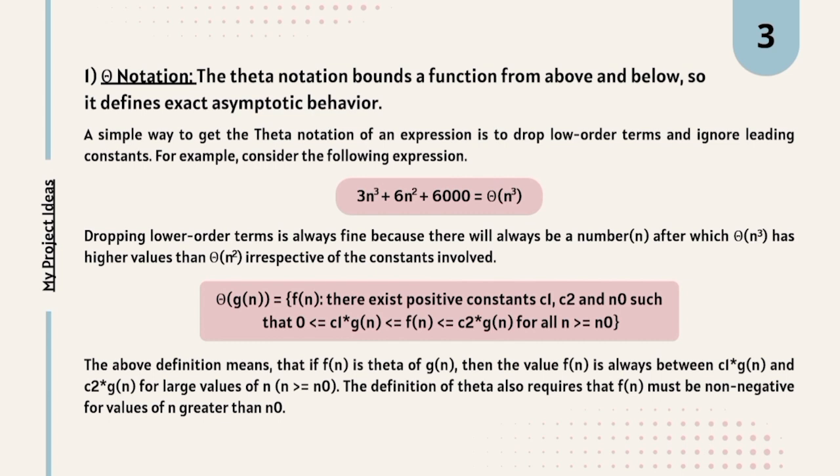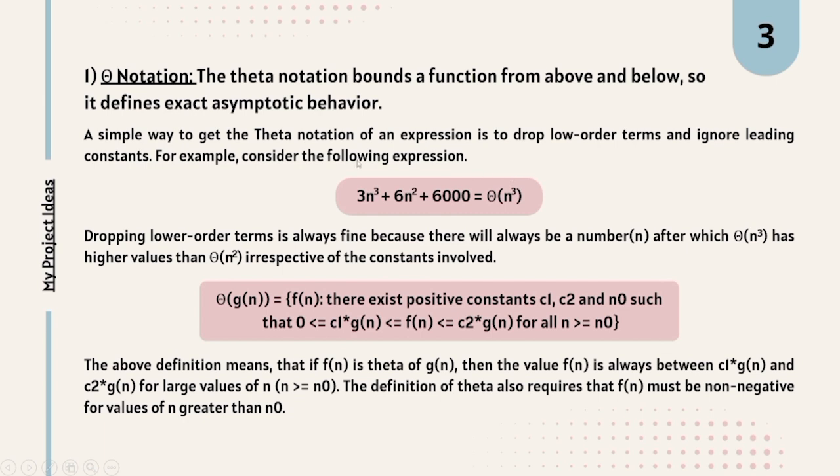What does this mean? See, here I have given you an example right here. So suppose the function is 3n cube plus 6n square plus 6000. So here you can write it as theta of n cube. So what you have done is you have basically gotten rid of all those constants like the 3, 6 and 6000 and the lower order terms. Here your maximum order term is n cube. So the n square term and the constant term are dropped off. So it becomes theta of n cube.